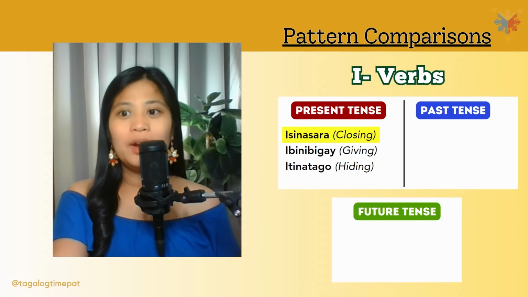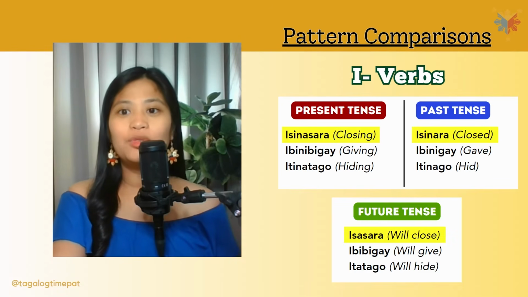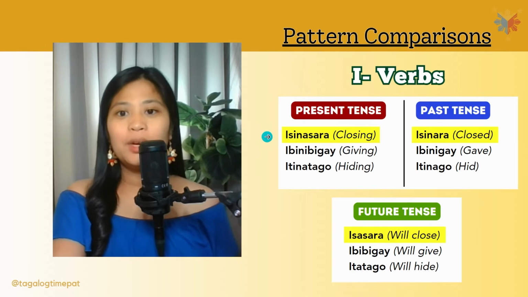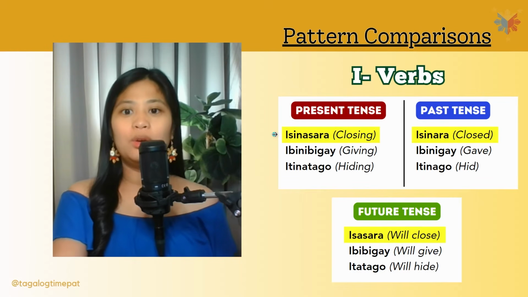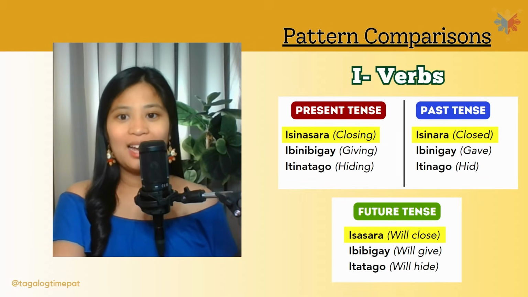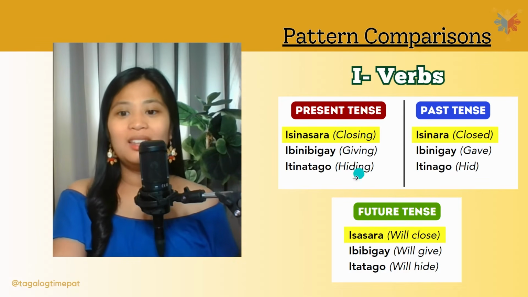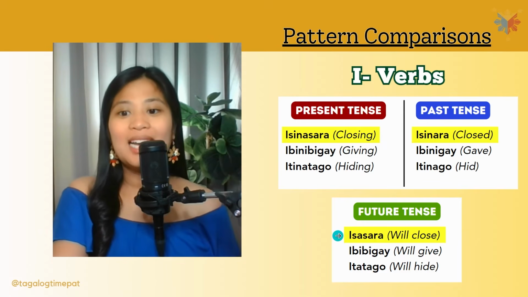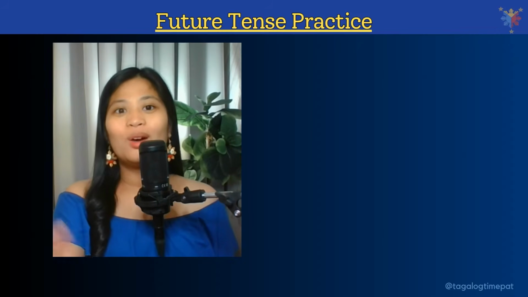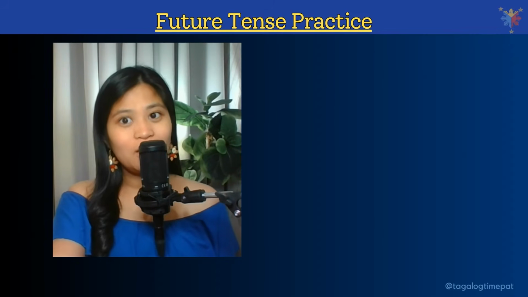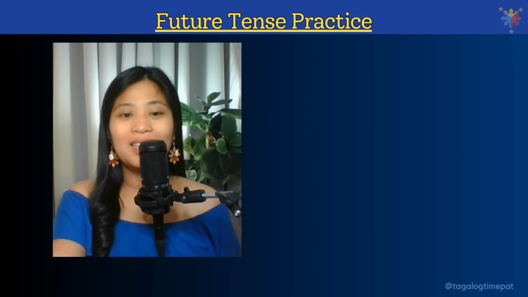Let's go ahead and compare all of these conjugation patterns for e-verbs. In the present tense, isara, to close, is isinasara. That means closing. Past tense, it's isinara, closed. And then in the future tense, it's isasara, will close. All right, so those are all of the future tense conjugation patterns for the verb types in Tagalog.